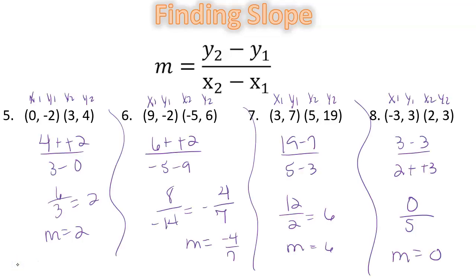All right, if you paused your screen to do some additional practice, you would have gotten m equals 2 for problem 5. m equals negative 4/7 for problem number 6 because 8 over negative 14 can be simplified. They're both divisible by 2. m equals 6 for 7. And then for 8, you're going to get m equals 0.